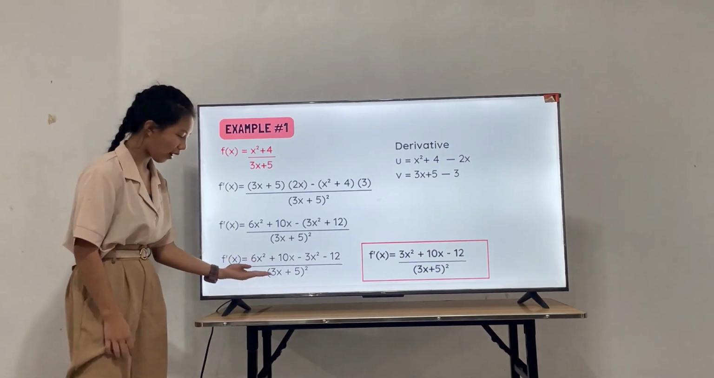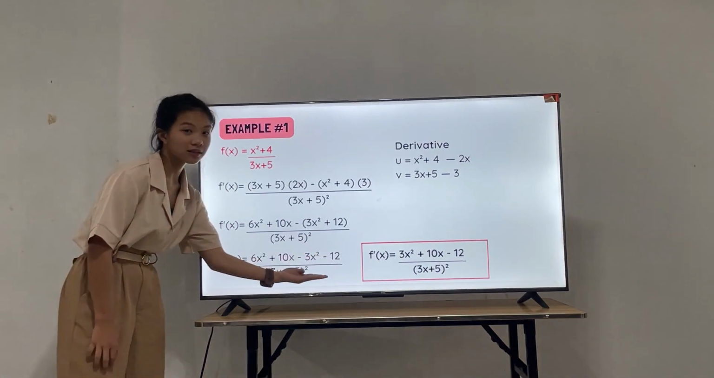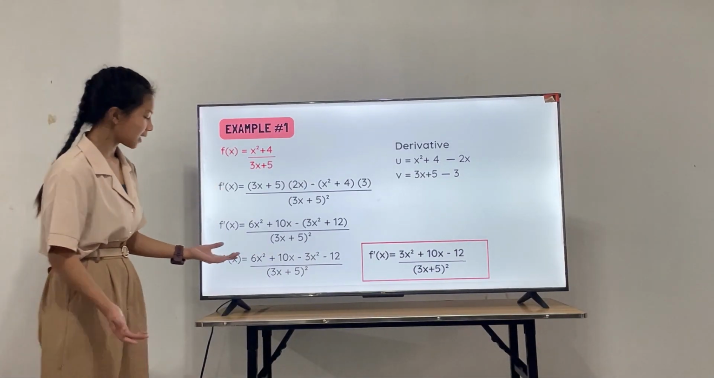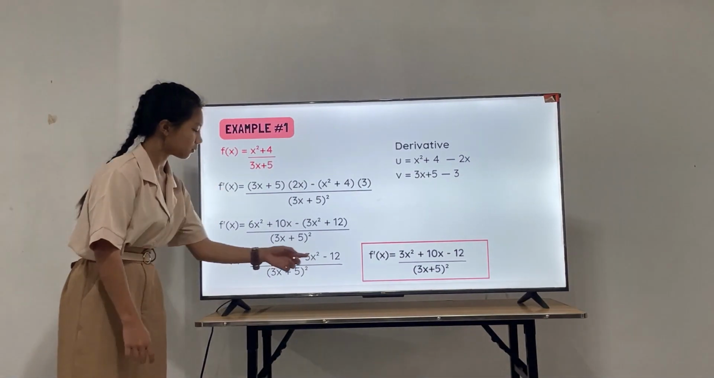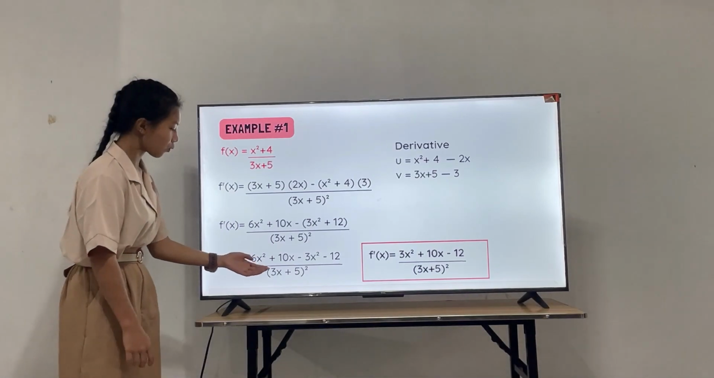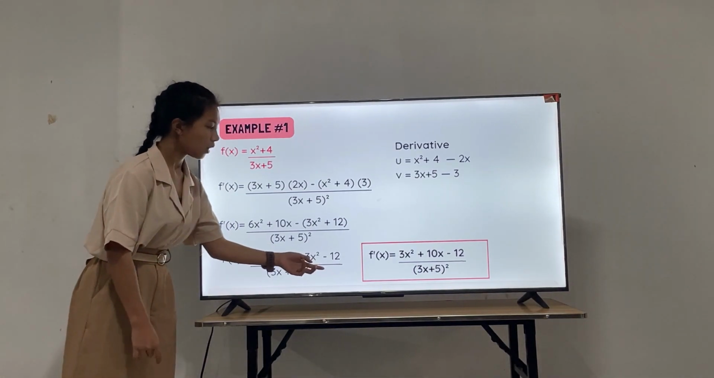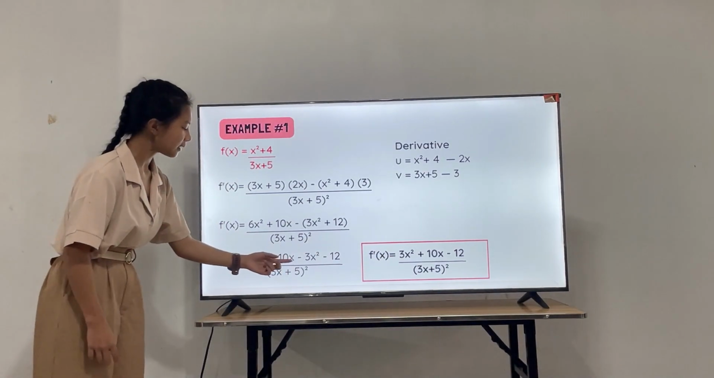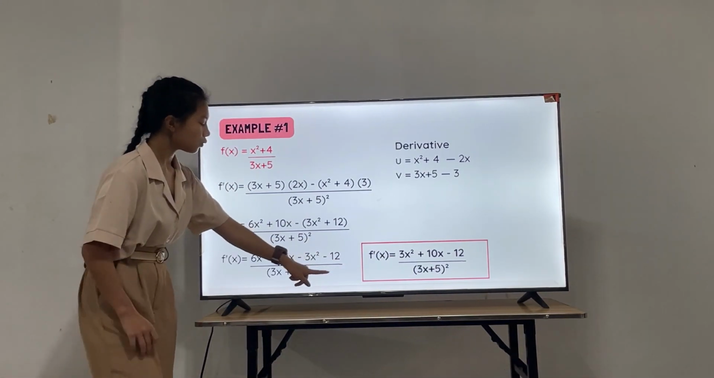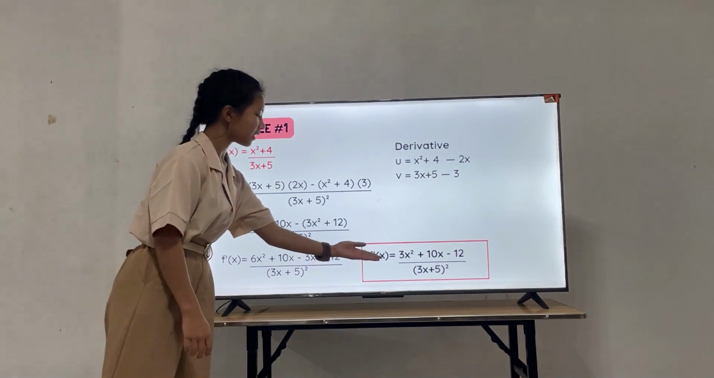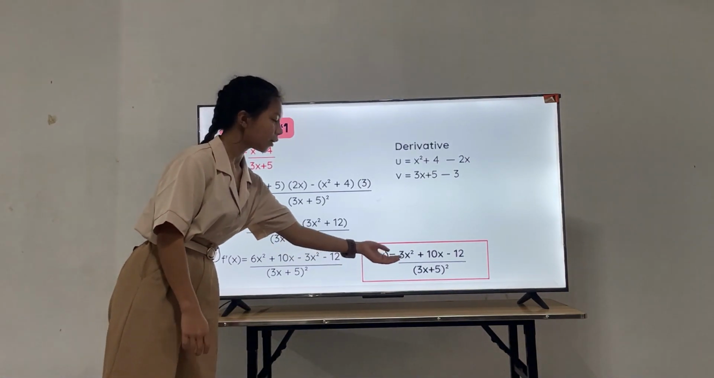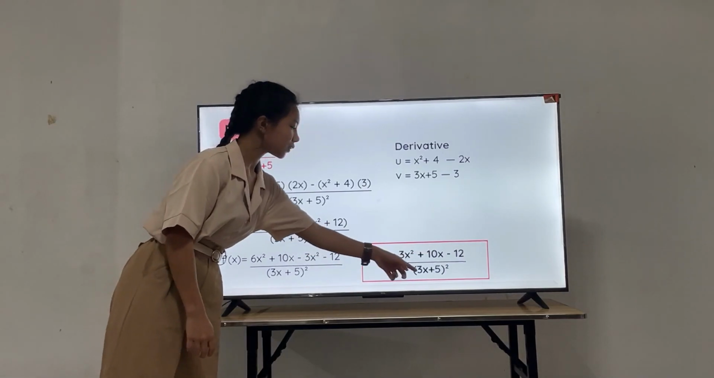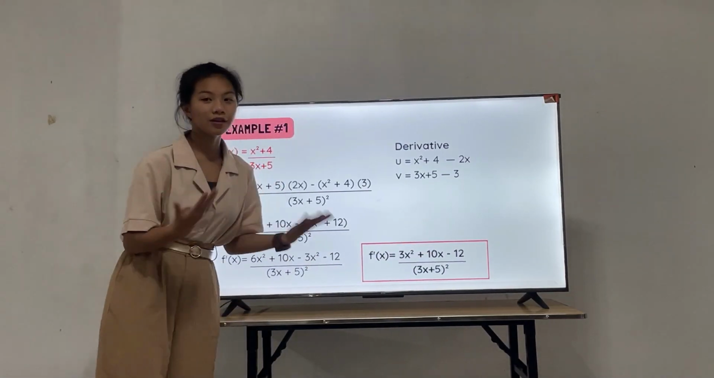As you can see, we have 6x squared and negative 3x squared. What we're going to do is subtract these two. So 6x squared minus 3x squared will give us 3x squared. And then simply copy 10x and negative 12. F prime of x is equal to 3x squared plus 10x minus 12 over 3x plus 5 squared. There you have it.